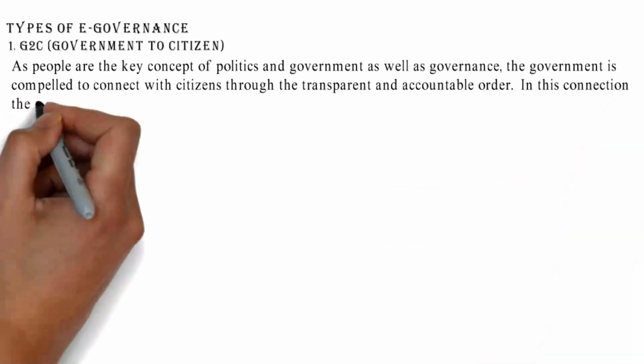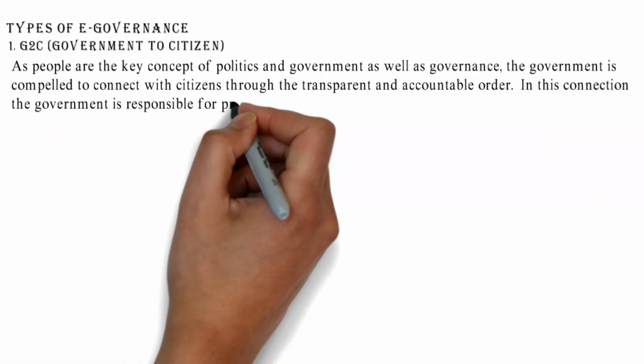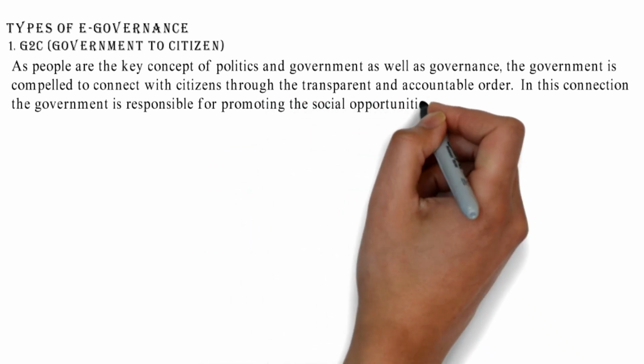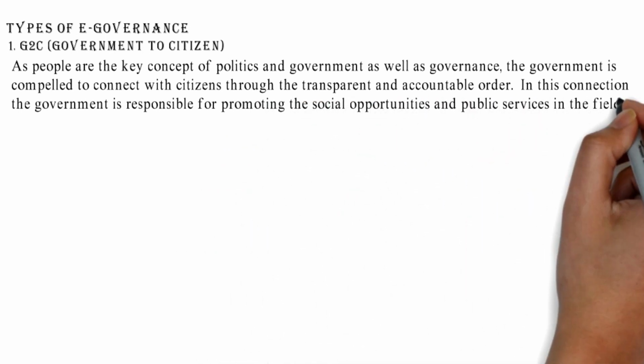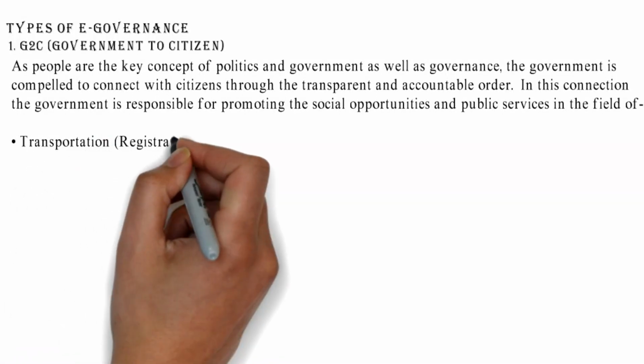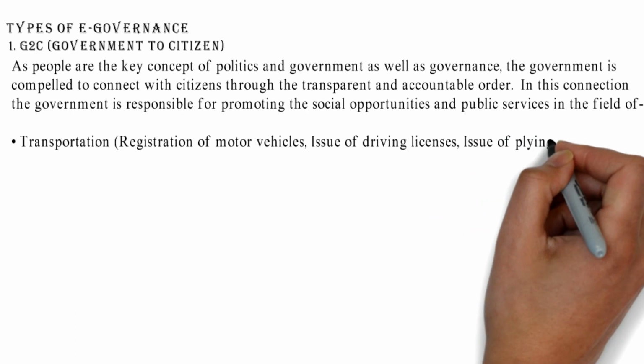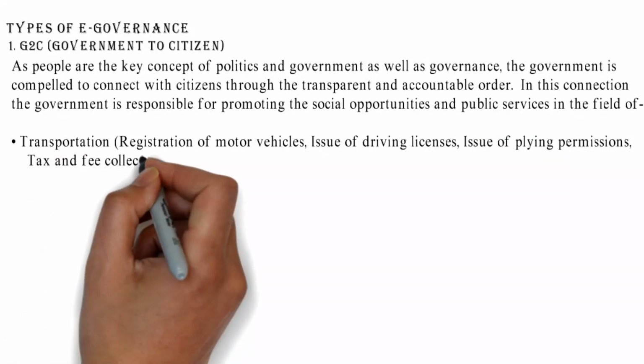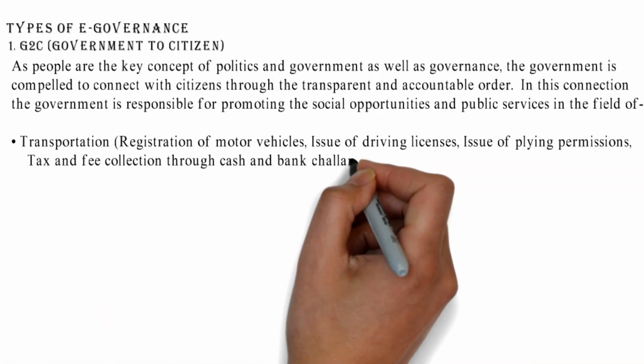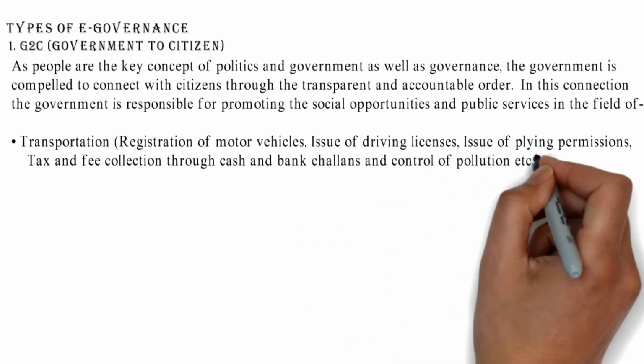In this connection, the government is responsible for promoting social opportunities and public services in the field of transportation, registration of motor vehicles, issue of driving licenses, issue of permissions, tax and fee collection through cash and bank challans, and control of pollution, etc.